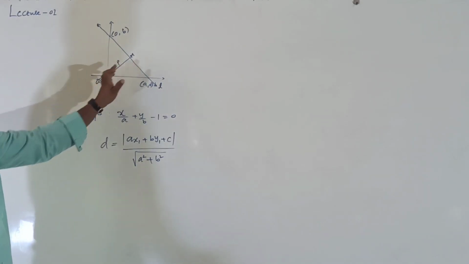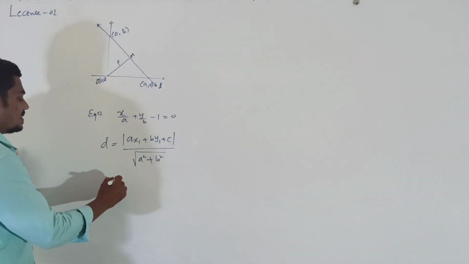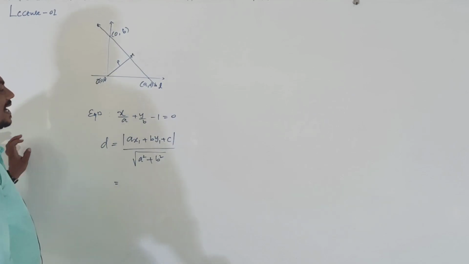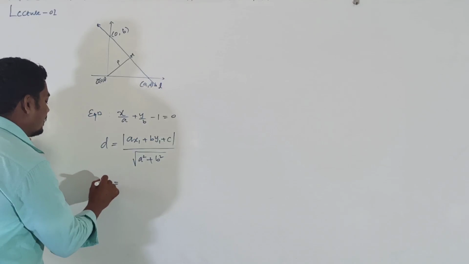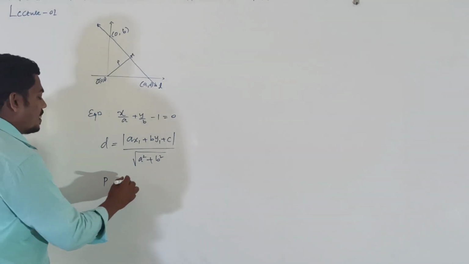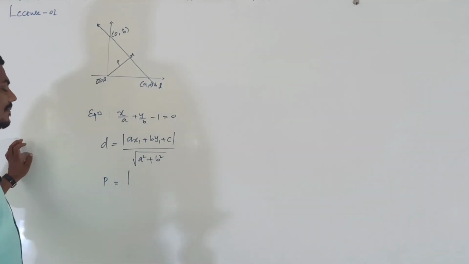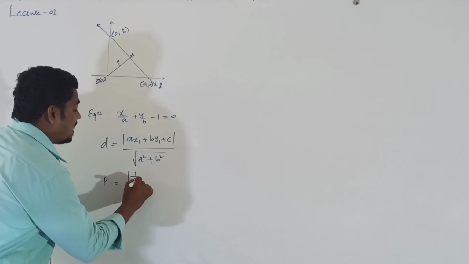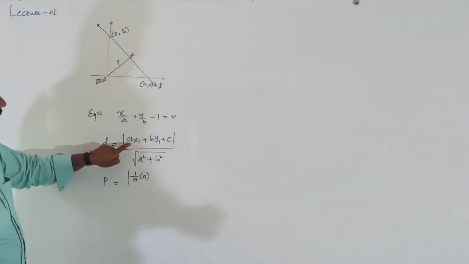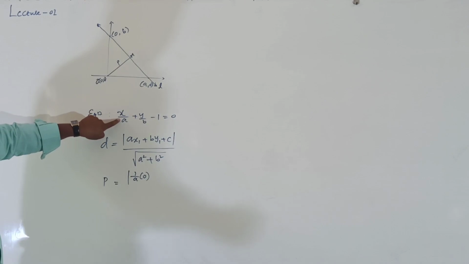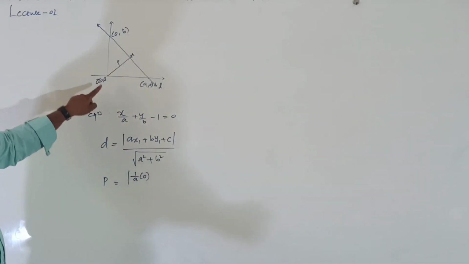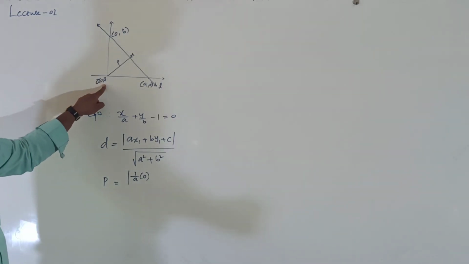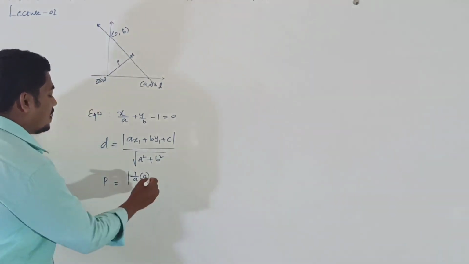Distance between point and line formula. In this case, what is A value? Coefficient of X is A, in this case 1 by A. And what is D value? P. P is equal to modulus of 1 divided by A into 0. A value, coefficient of X, is 1 divided by A. X1 comma Y1 is 0 comma 0.